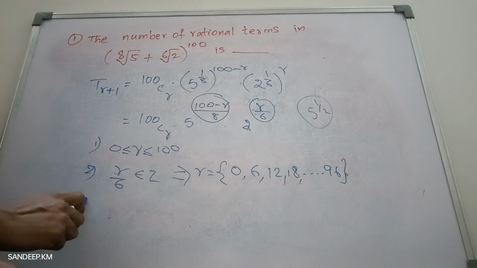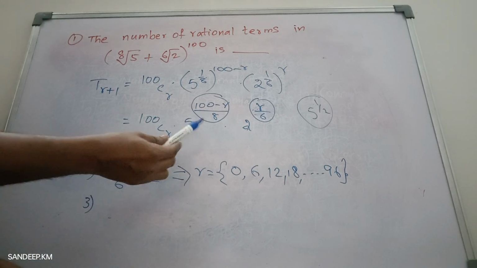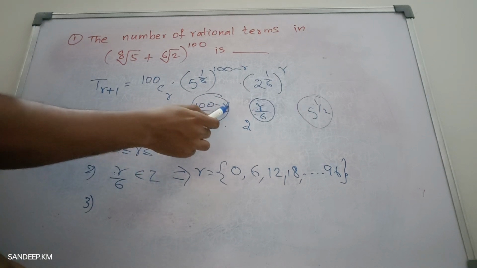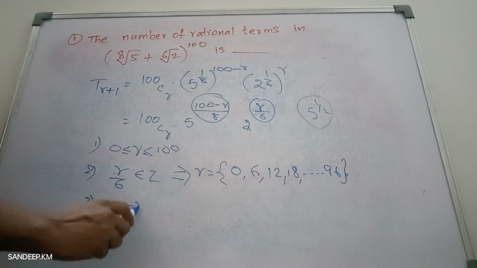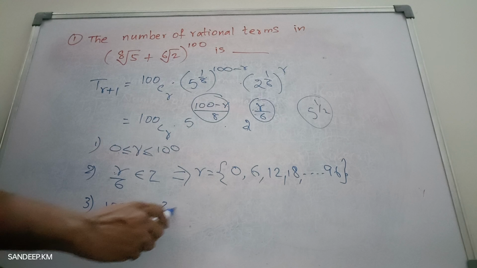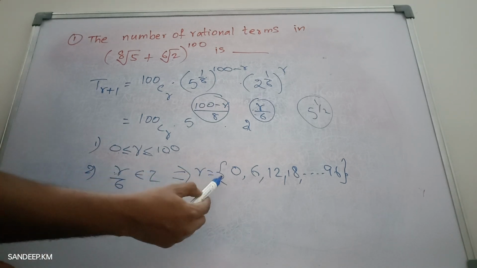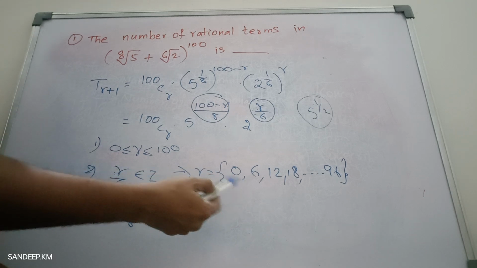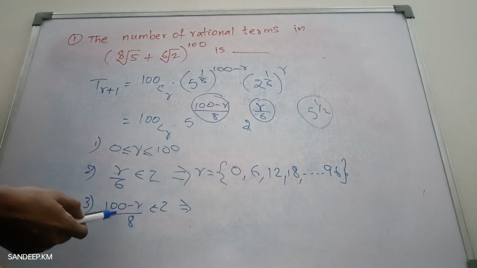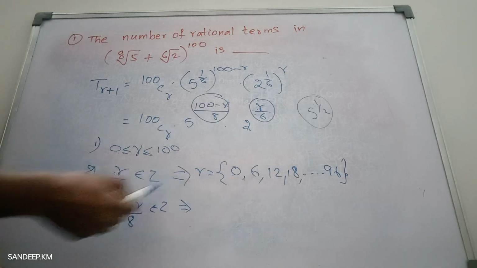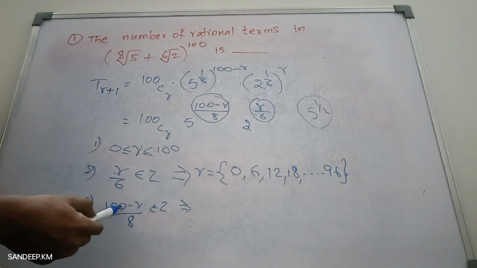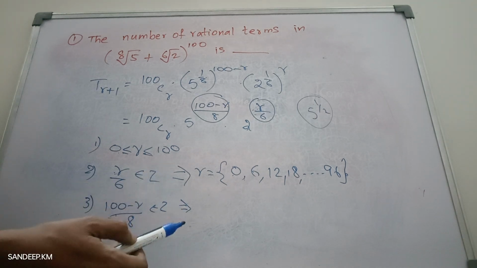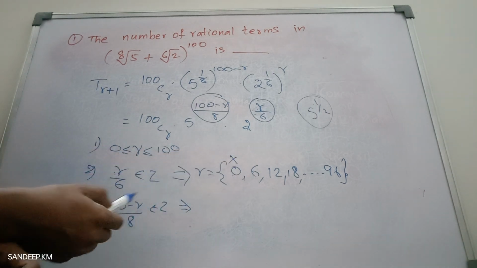Next, the third condition is that even the power of 5 also must be an integer, correct or not? Even (100 minus r) by 8 must be an integer, correct or not? So among these values of r, we will pick some. Let us see which values of r make this one an integer. When r is 0, we will get 100 minus 0, so 100 by 8. 100 by 8 is not an integer. You will get 25 by 2. It is not an integer. So 0 cannot be taken.